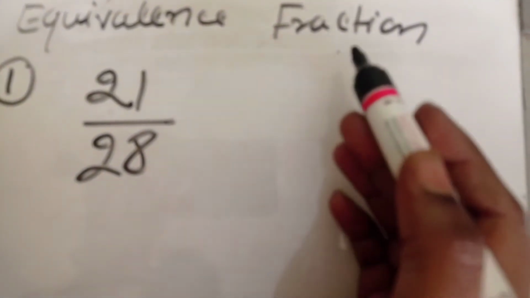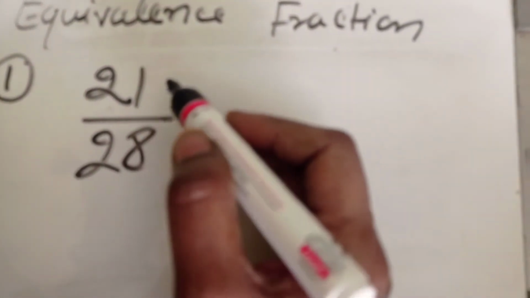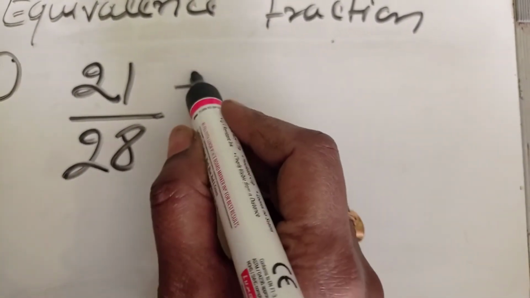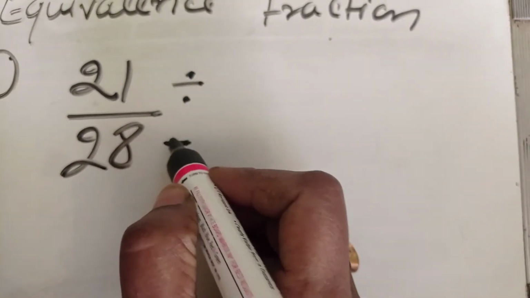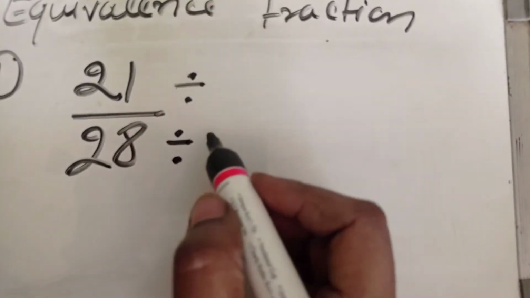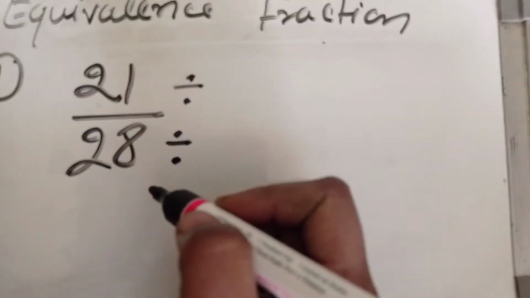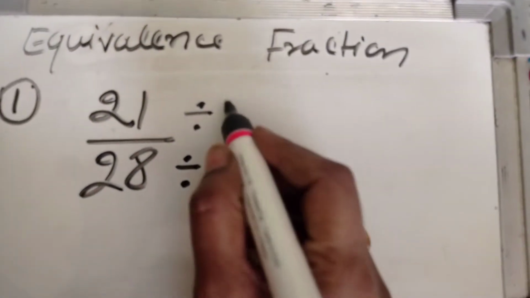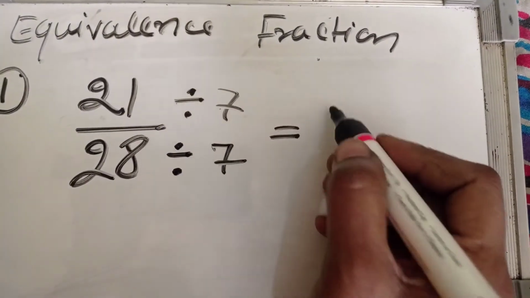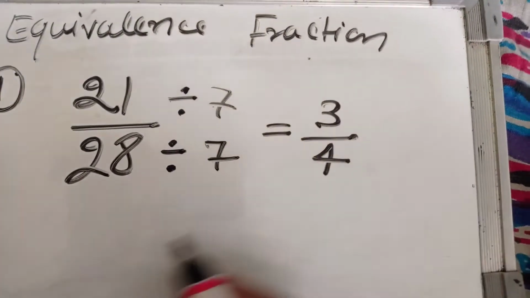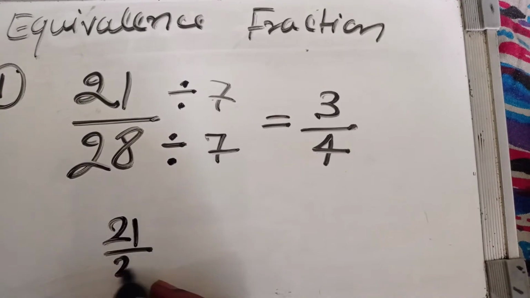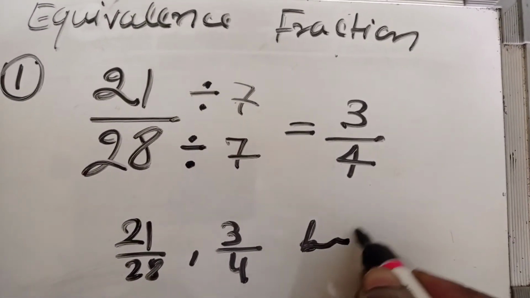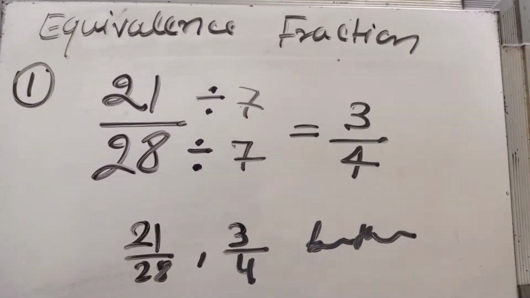Suppose we have to find the equivalent fraction of a fraction with bigger numbers, then we reduce the given fraction and get an equivalent fraction. This is divisible by 7, so we get 3 by 4. So 21 upon 28 and 3 by 4 are both equivalent fractions. This question is very simple.